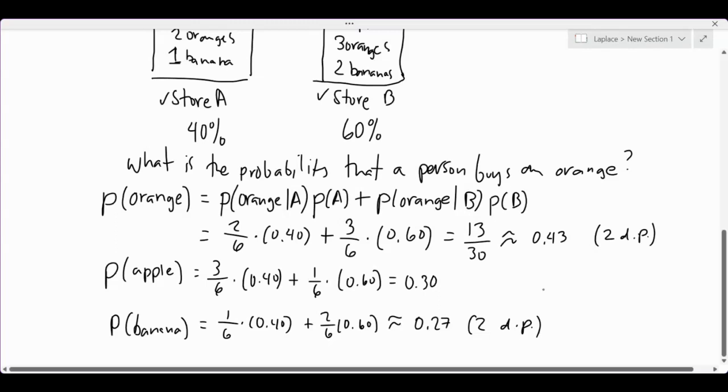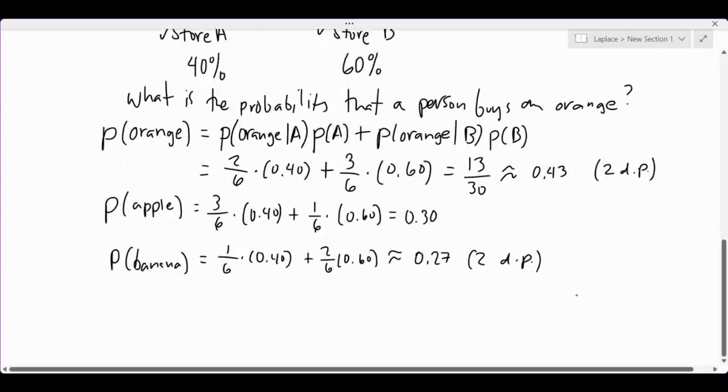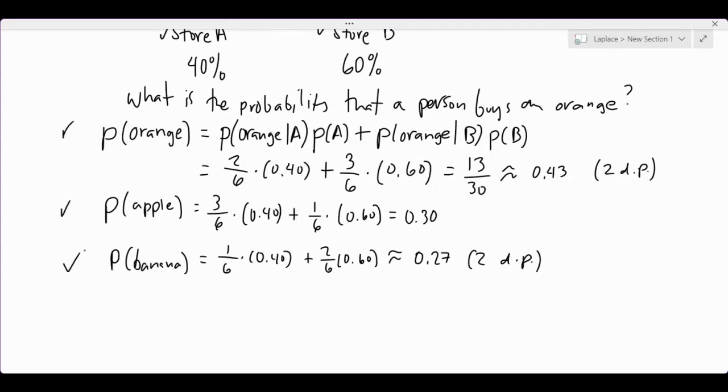And you will find out that if you add all of the probabilities for orange, apple, and banana, they would all sum up to a total probability of 1.